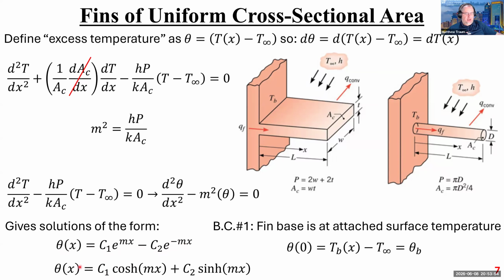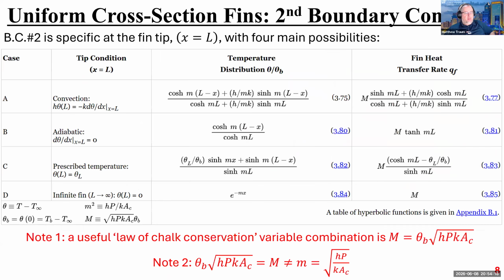Another correct form is just that same theta is equal to a constant of integration times hyperbolic cosine of mx plus some other constant of integration times hyperbolic sine of mx, right? So these two equations are equivalent. One is just in terms of the natural number, and the other one is in terms of hyperbolic sine, hyperbolic cosine. So, okay, we've got these solutions, and now we have to deal with that second boundary condition.